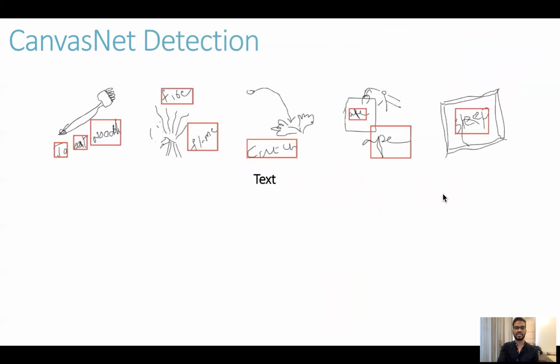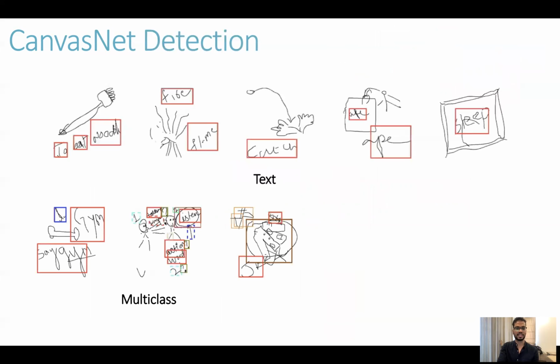Let's see CanvasNet detections. So these are the text detections by CanvasNet. These are multi-class detections. The red one denotes the text detections, the blue one denotes the number detections, the orange one denotes the iconic detections, and green ones the question mark, and so on.